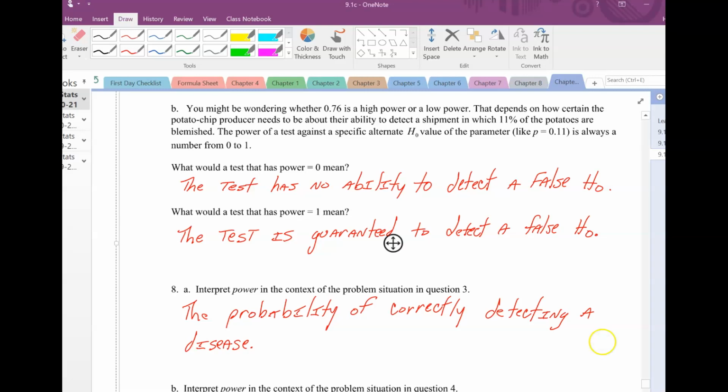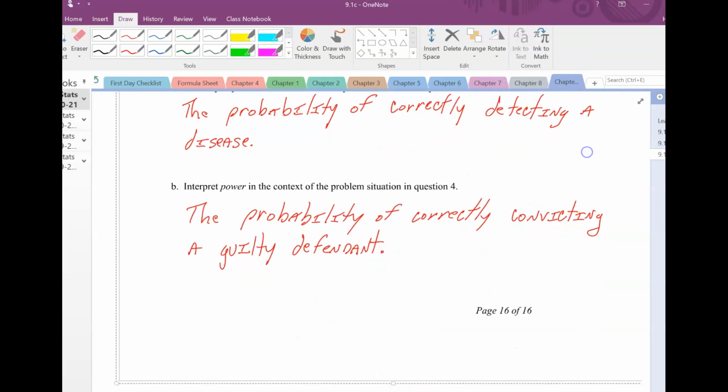How about the power in the context of the criminal justice system? This is the probability of correctly convicting a guilty person. So we need to correctly pick up on the fact that the null hypothesis is false, the person is not innocent.